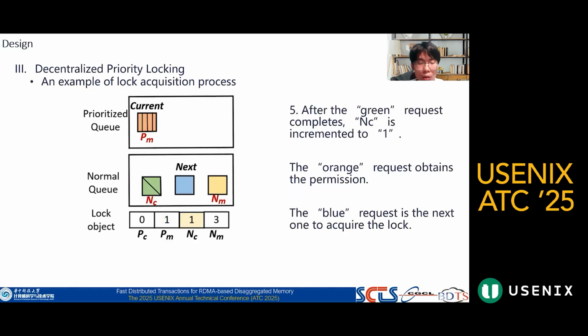After the green coordinator commits a transaction and releases a lock by adding 1 to NC, the high priority orange one acquires a lock. The blue one becomes next in line. In this way, our priority-based locking can reduce the latency of mission-critical transactions by assigning them a high priority.